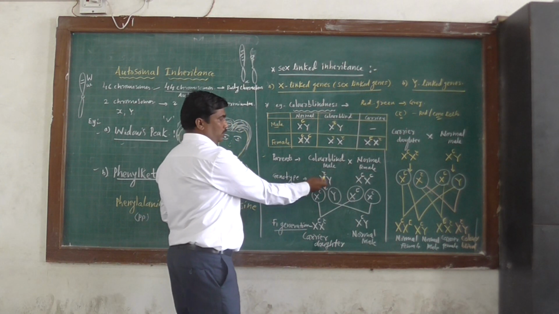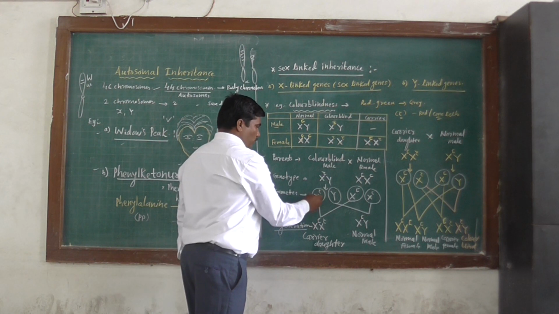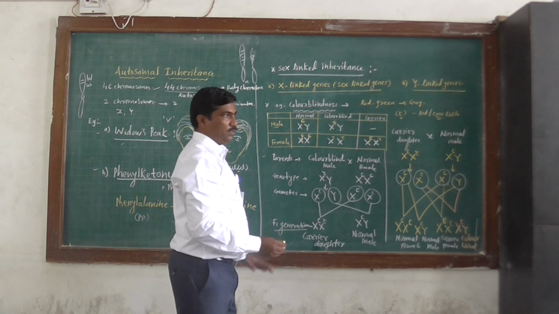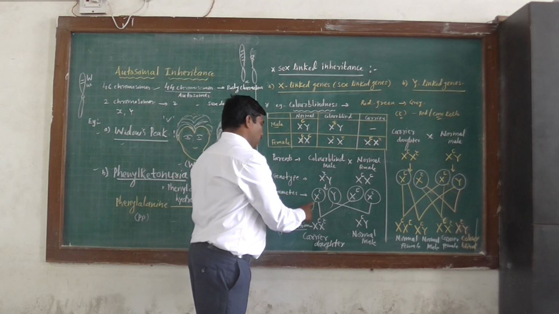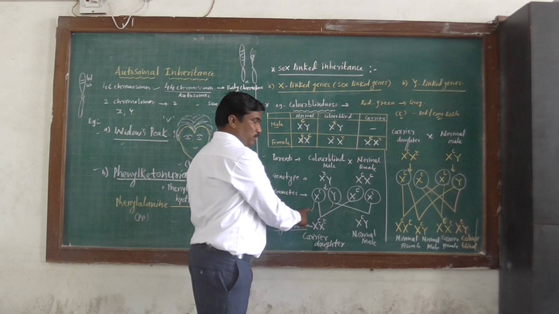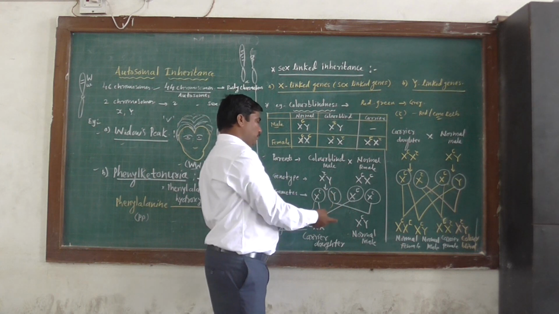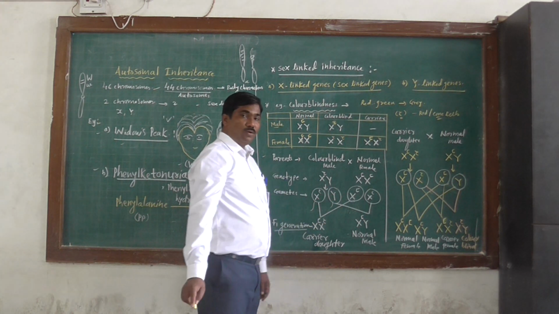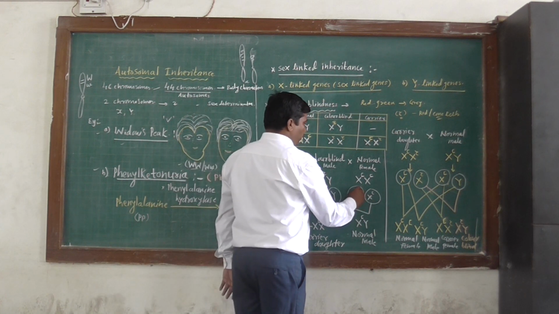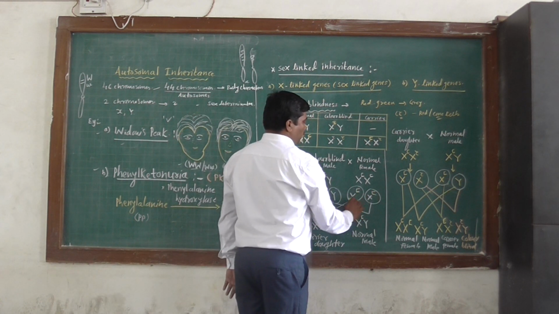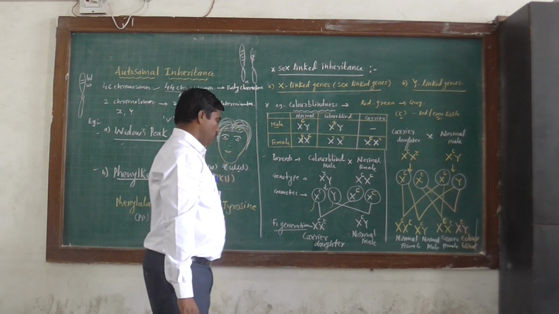Then, in the heterozygous condition, we get two types of gametes, X small c and Y. So two types of sperm are formed. One type of sperm contains X small c, and the other type, 50% of sperm, contains the Y chromosome. And the eggs are all similar, having the capital C dominant gene, because this female is normal.